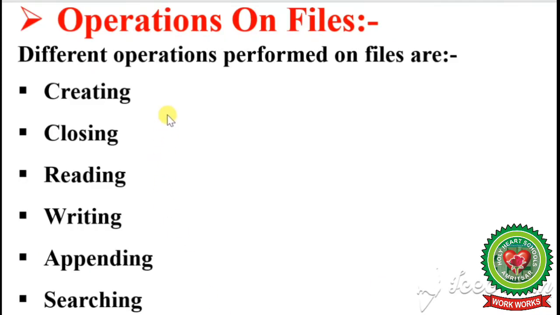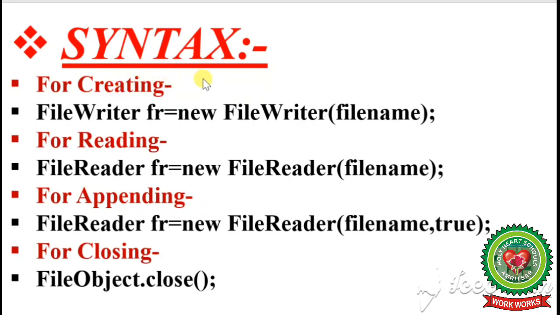Moreover, we can perform different operations on files like creating, closing, reading, writing, appending, searching. These are the various operations that we can perform on our files that are stored on our computer. The syntax for different file operations are: number 1, for creating, FileWriter, it is the name of the class. Then we will create an object equals new FileWriter, and in brackets we are going to write the file name.